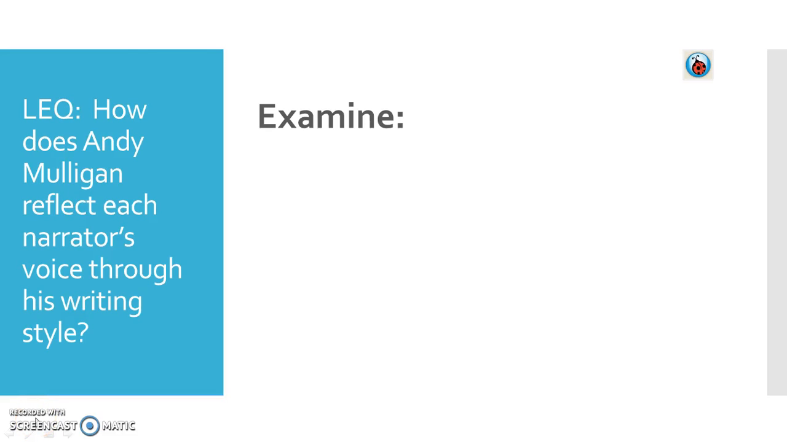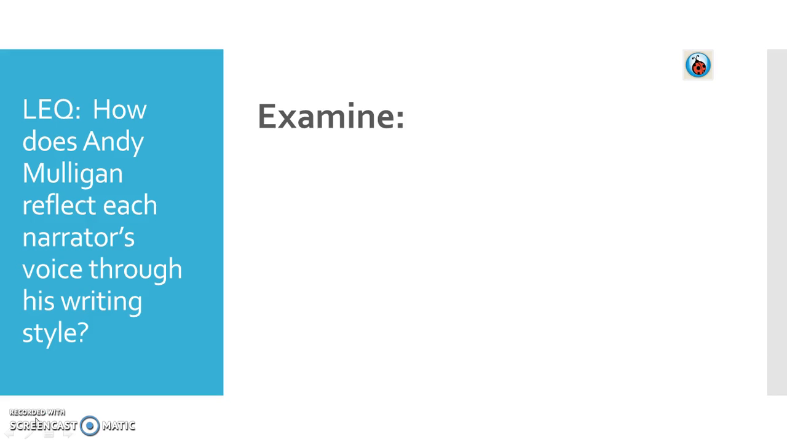Okay, so part 2 of our point of view lesson deals with the LEQ of how does Andy Mulligan reflect each narrator's voice through his writing style. So based on the words that we see on the page, not based on names that we see, how do we know who is speaking? I know lots of the chapters say in the very first line, it's Raphael again, or Sister Olivia here, but not focusing on those things, focusing more on the actions and the words that are used on the page. Can we figure out who is speaking?